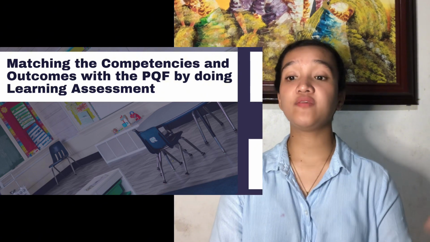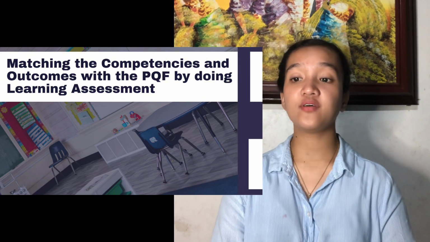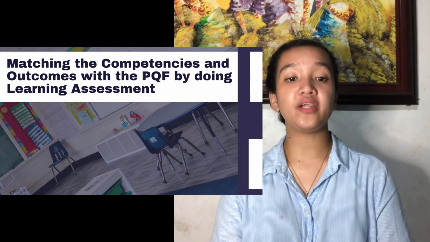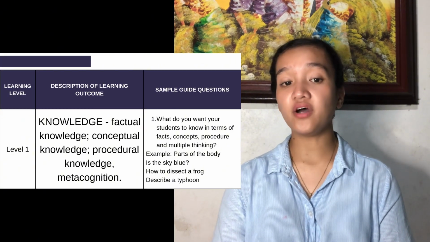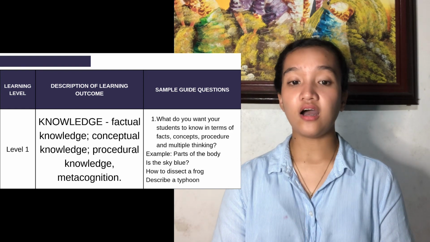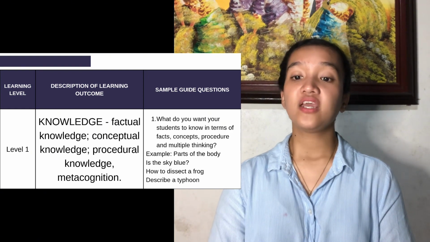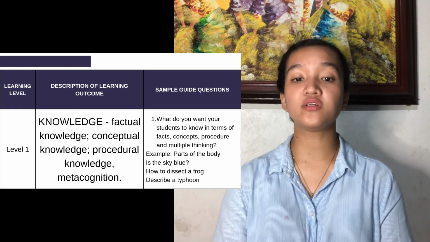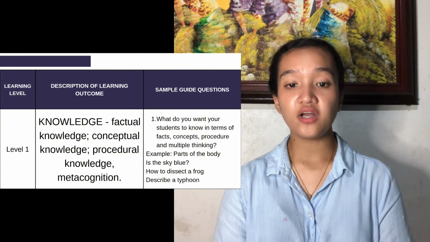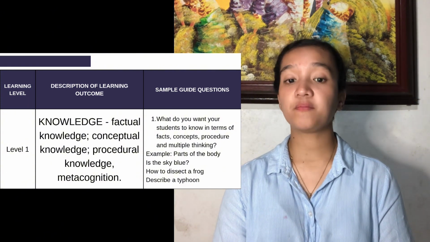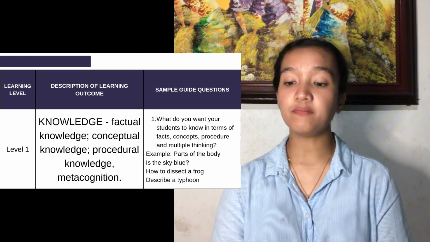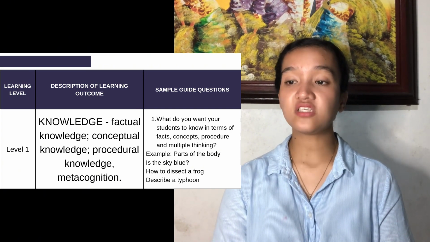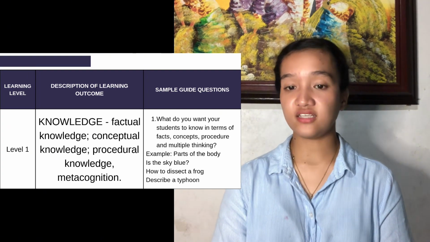We have 4 levels of learning outcomes. First, level 1 is knowledge, factual knowledge. Meaning, here you will think about what you want your students to know in terms of facts, concepts, procedures, and multiple thinking. An example here is the question, how to dissect a frog.